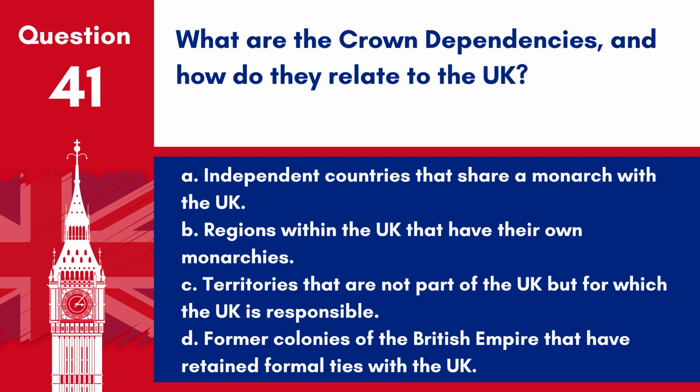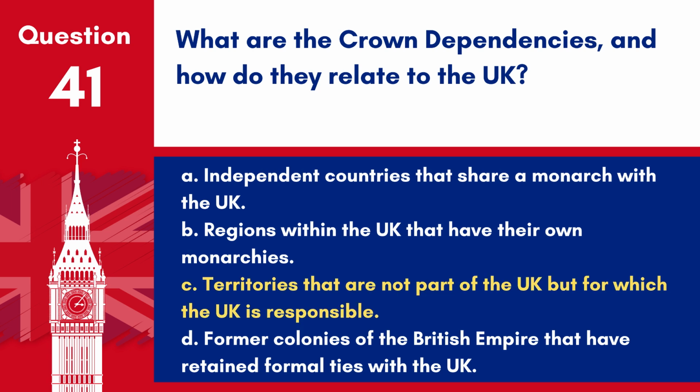Question 41. What are the Crown dependencies and how do they relate to the UK? A. Independent countries that share a monarch with the UK. B. Regions within the UK that have their own monarchies. C. Territories that are not part of the UK, but for which the UK is responsible. D. Former colonies of the British Empire that have retained formal ties with the UK.